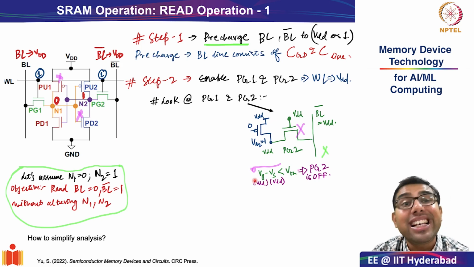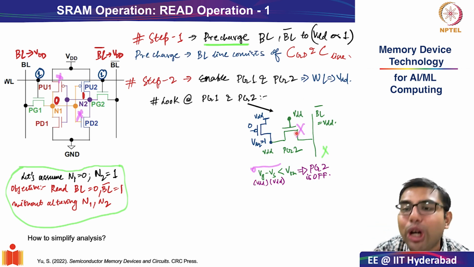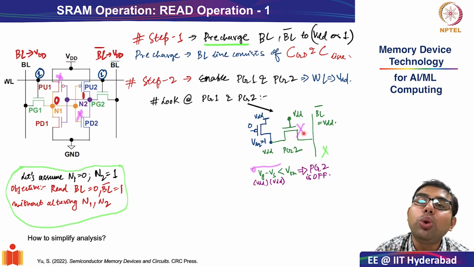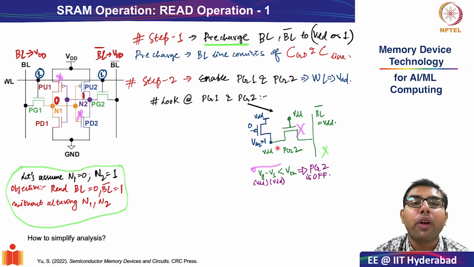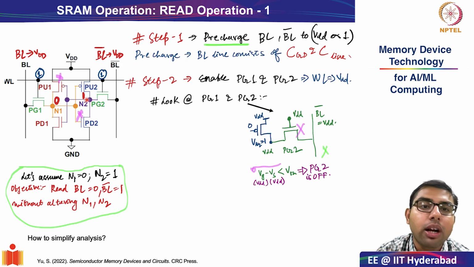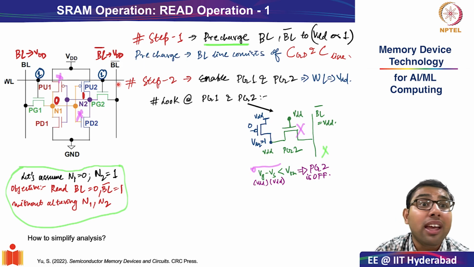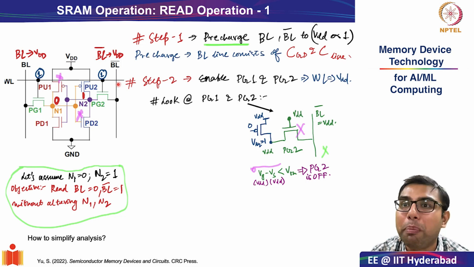And since this is less than VTH, which will be a finite positive quantity for an NMOS transistor, we can conclude that PG2 is off. And since PG2 is also off, we can conclude that even the right hand side branch, which is connected to the bit line bar, will not facilitate the initial stage of a read operation. So see, our problem has become even simpler.